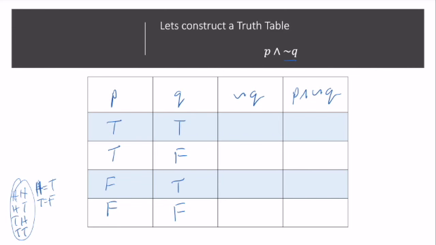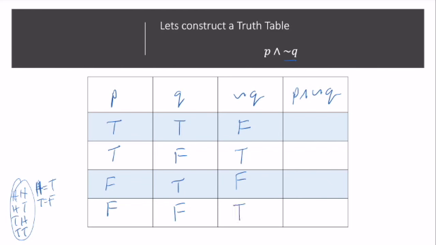So next I have not Q. Well, that's the opposite of Q. So in our first row, Q is true, so not Q is false. In my second row, Q is false, so not Q is true. My third row, Q is true, so not Q is false. And in my fourth row, Q is false, so not Q is true.